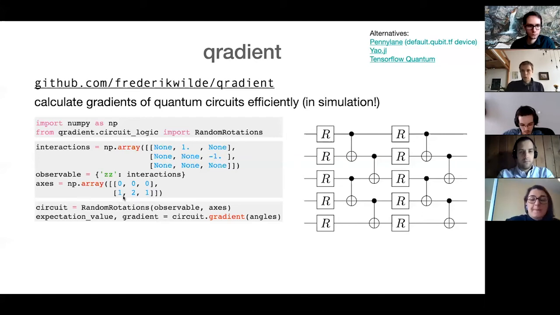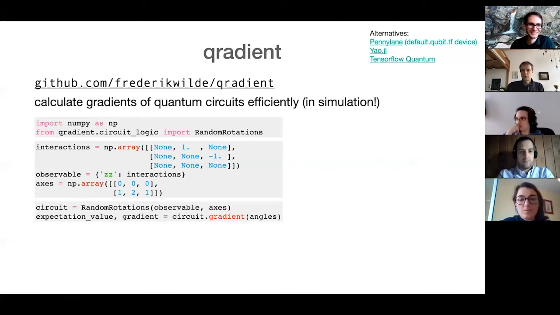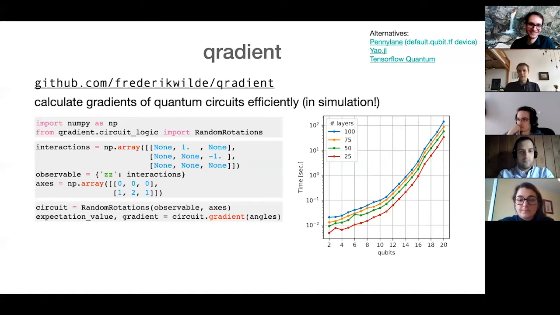To show that this actually works well, because we've spent some time optimizing this, you can go to quite deep circuits. This is the reason why we wrote this, because at the time, all of those alternatives, at least as far as I could tell, were not available. So we were looking for something to do this ourselves. But as long as you remain within 15 qubits, I would say, you can get gradients very cheaply, I mean within 1 second. So you can actually optimize circuits within a reasonable amount of time.